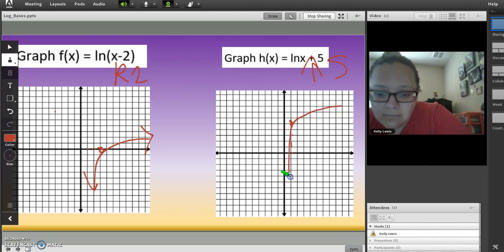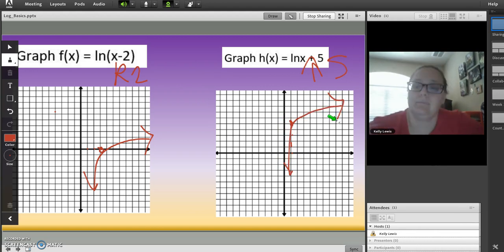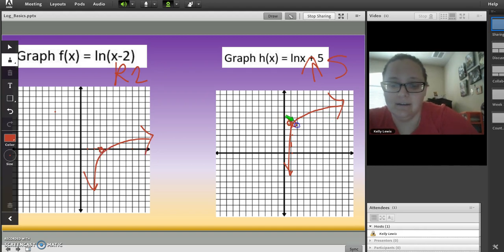And same basic shape. When I ask you to graph, if you're just sketching it by hand, I just need that. If it's on the computer, you're looking for basically the vertex, and the shape of it. And you can type this in your calculator to check to make sure you're right.